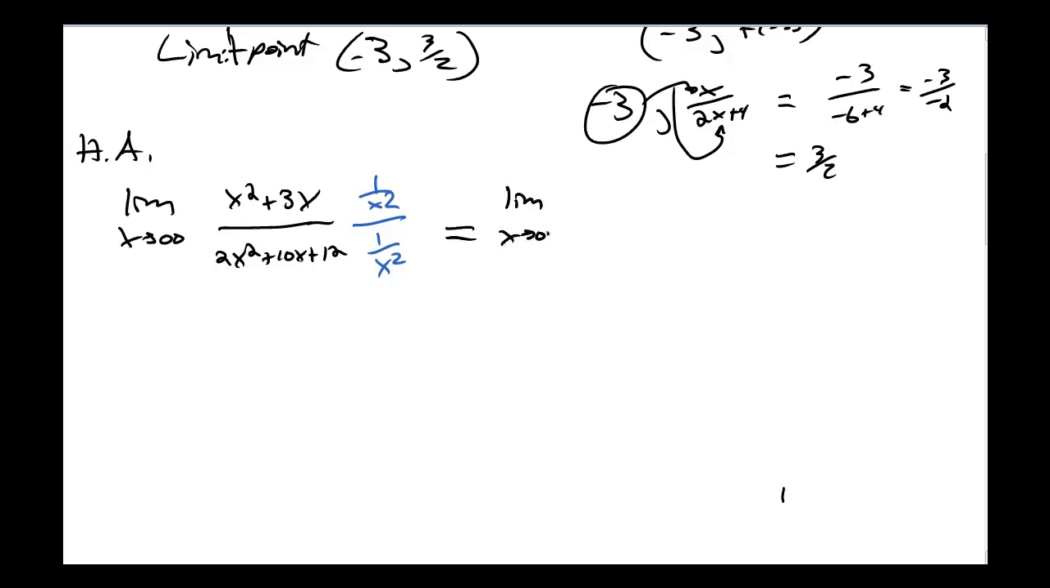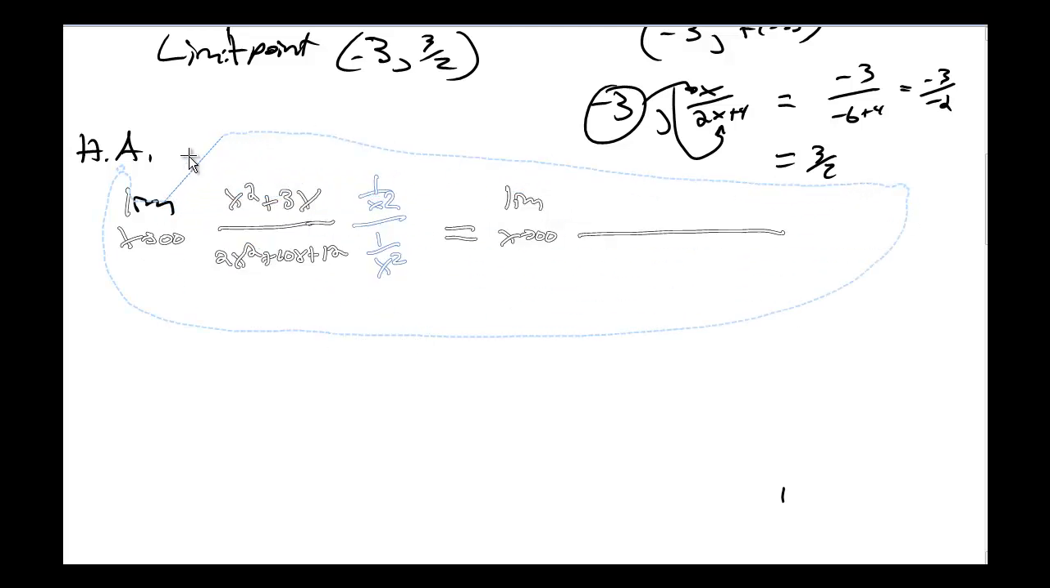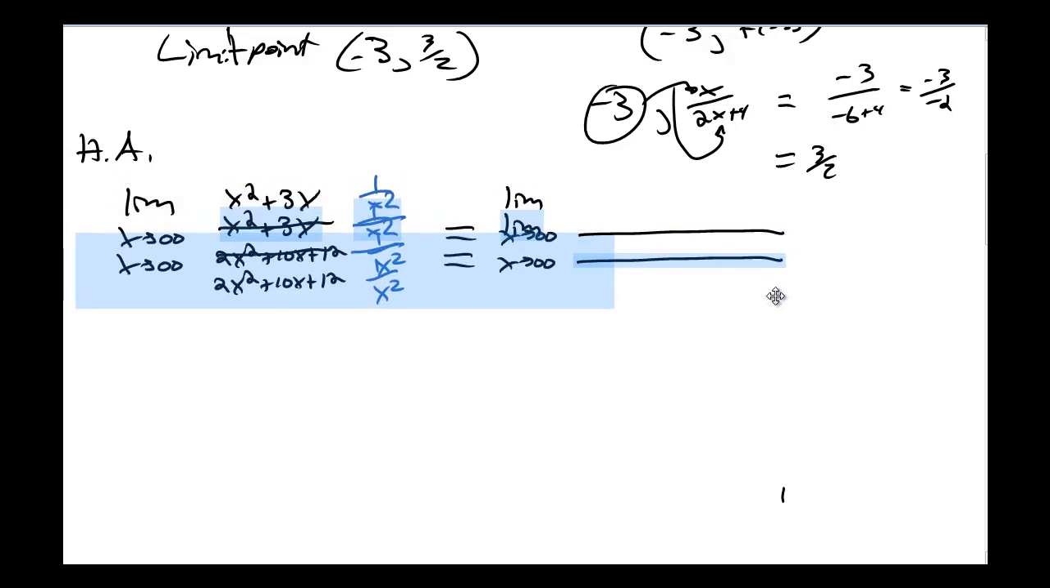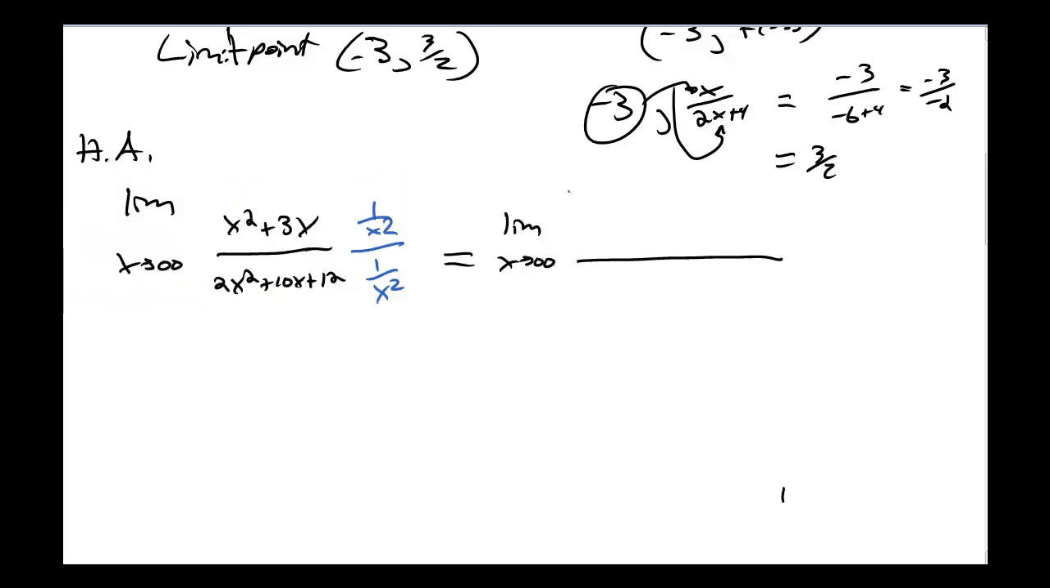My limit, as x goes off to infinity, once I've distributed this 1 over x squared term to the top and the bottom, is going to give me something useful. It's going to give me x squared over x squared plus 3x over x squared. This is perfectly legitimate to do because 1 over x squared divided by 1 over x squared is simply 1. I'm just multiplying by 1. So, on the bottom I get 2x squared over x squared plus 10x over x squared plus 12 over x squared.